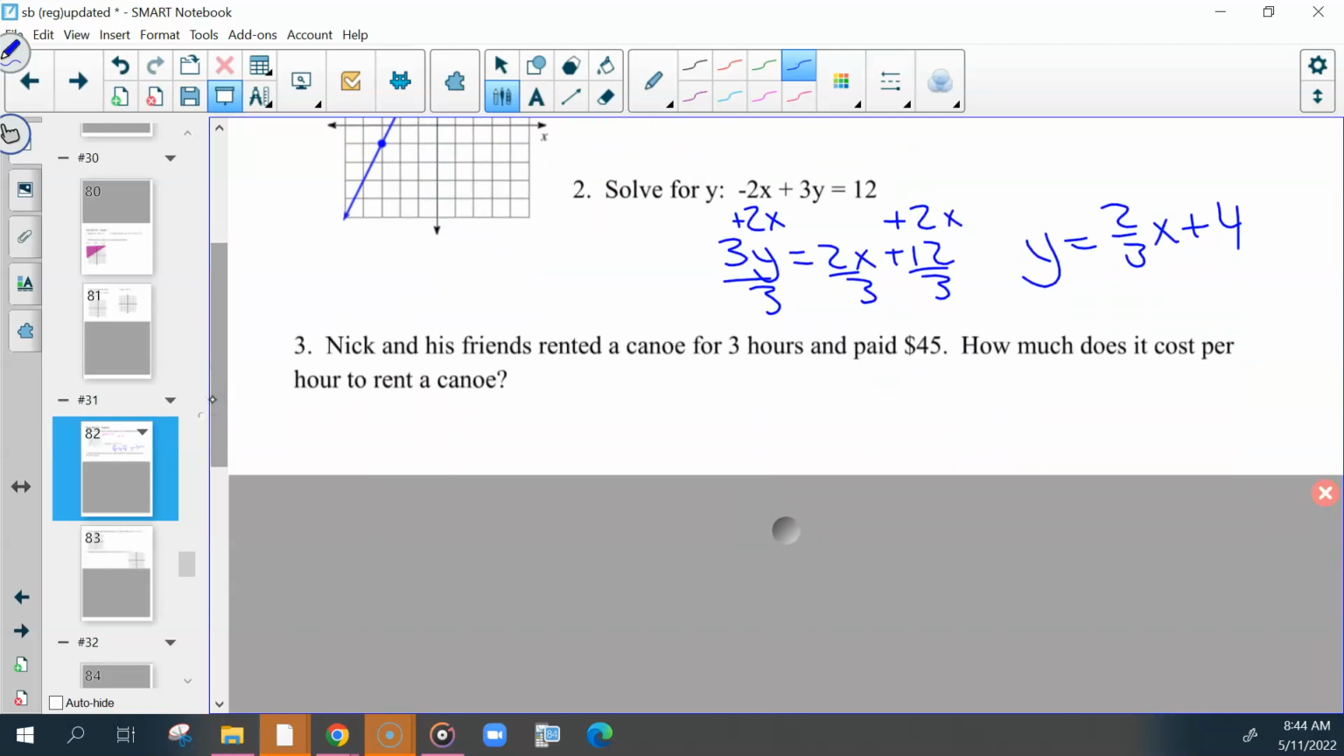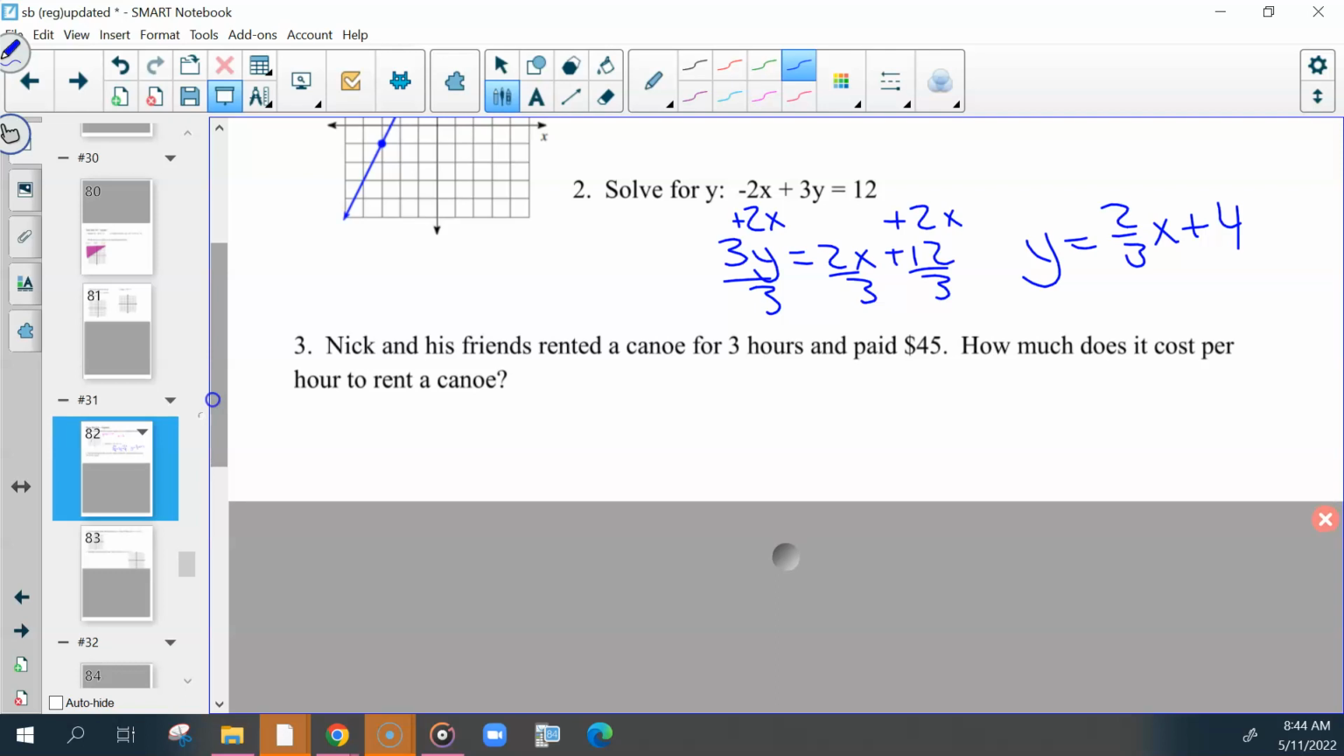Nick and his friends rented a canoe for 3 hours and paid $45. How much does it cost per hour to rent a canoe? You're going to give me an answer, but before you do that, what do we know here? How much they paid per hour. So I can say that's some variable, cost per hour.